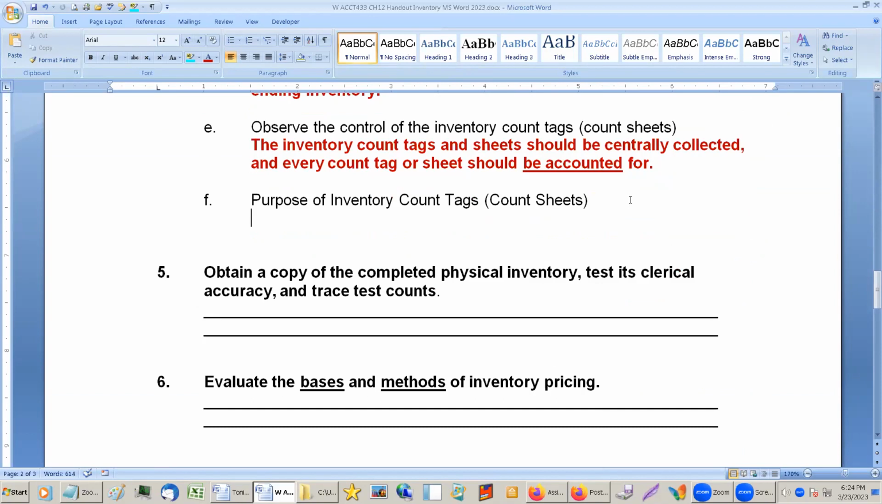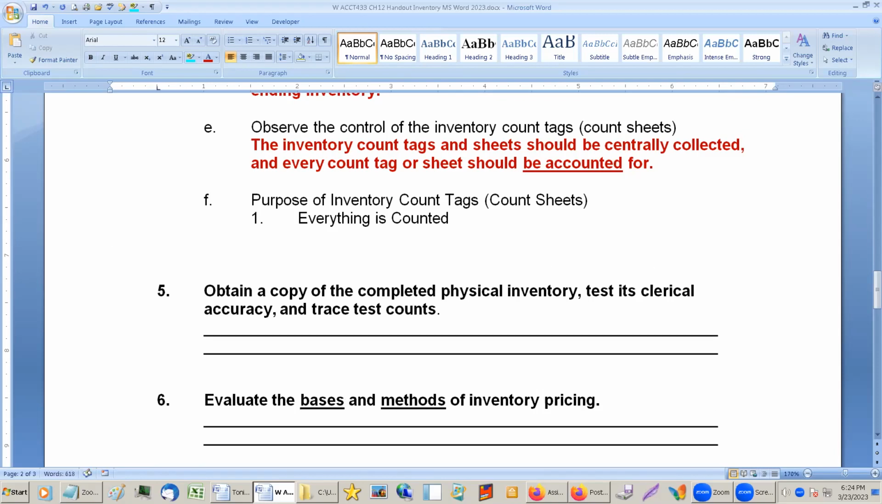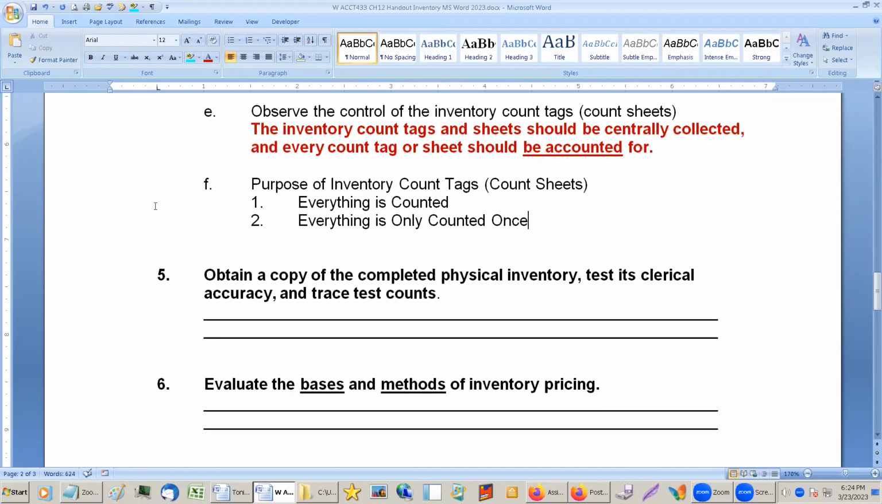The purpose of the inventory tag, okay, that's why it's here: that everything is counted. And secondly, everything is only counted once. And that's why we have these tags. There are serial numbers, so we know that everything is counted, that we won't go out and attach them to it. But also that it's only counted once. You don't have more than one person or group counting the same ones.